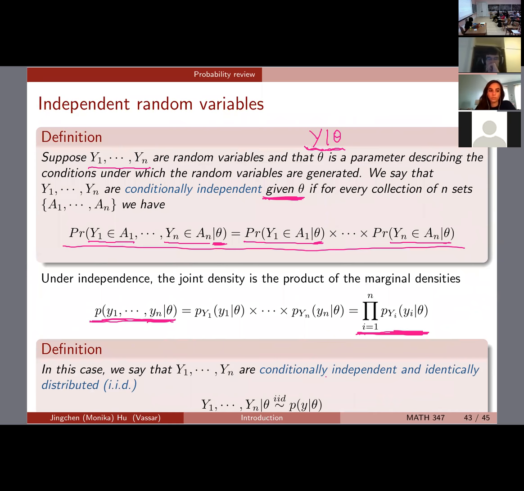Next time I will try to break it into different slides, because I think it's not being recorded, but hopefully you can still see most of it down here. We're going to write y1 to yn given theta, tilde, IID, and then the probability of y given theta. Right.